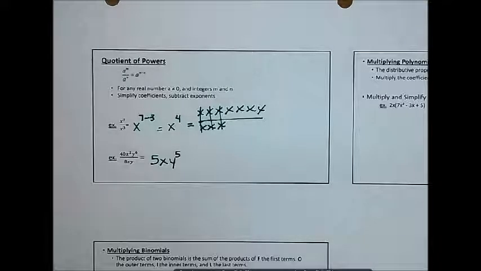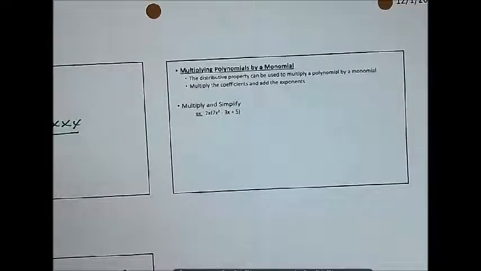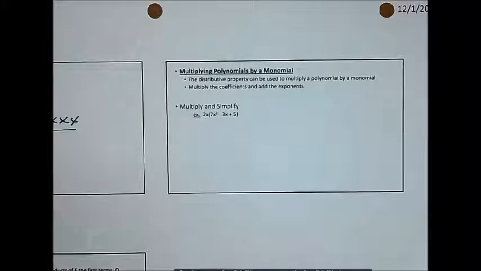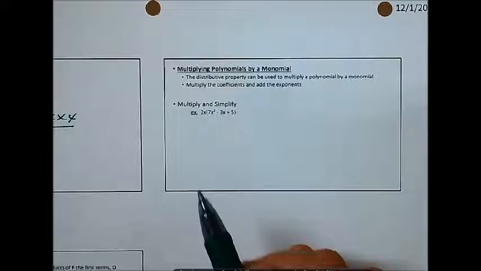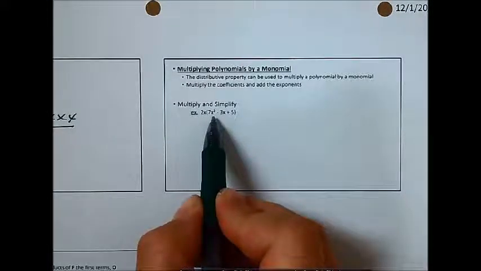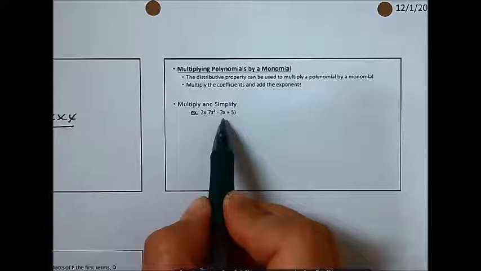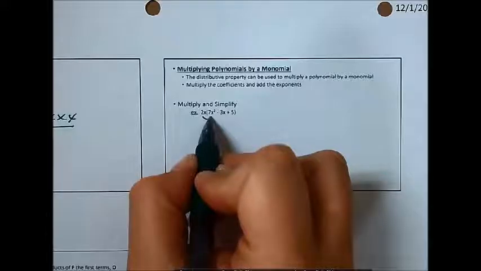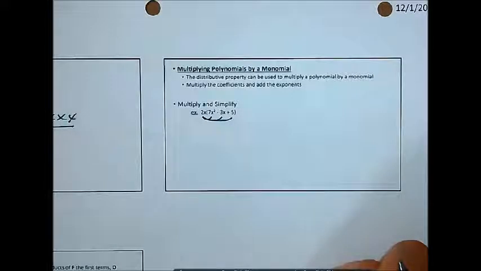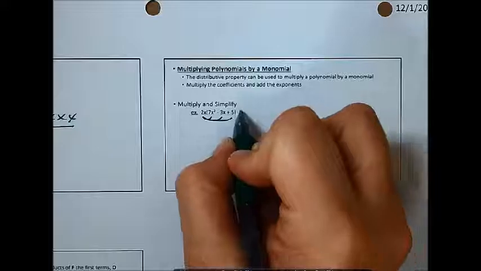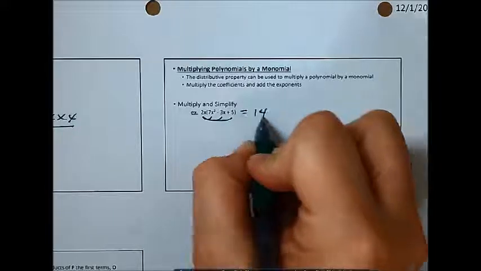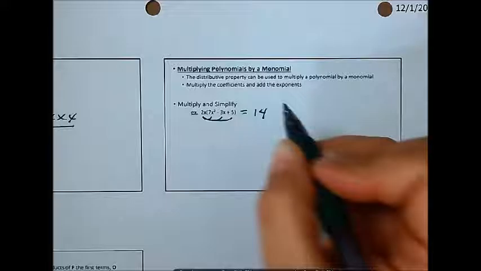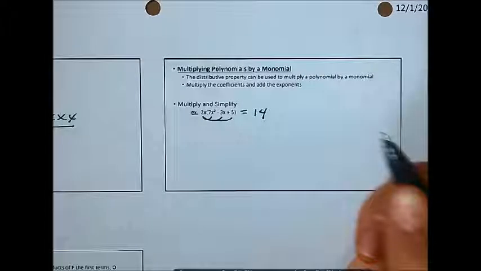Okay. Next, we move on to multiplying polynomials by a monomial. And here we have 2x times 7x squared minus 3x plus 5. And all we're going to do is distribute. Important to remember that we're going to multiply the coefficients and add the exponents. So 2 times 7 is 14. And then we have x times x squared. So that's 1x plus 2.